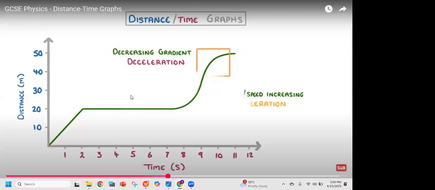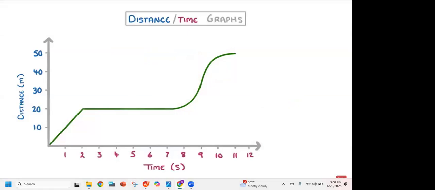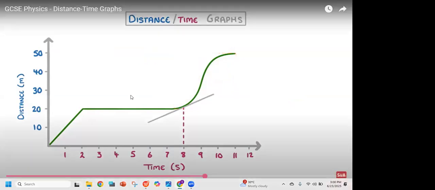Exactly. Now, one really important point is that while the speed is constantly changing, like it is in these last 2 stages, it's a bit trickier to find the speed at any particular point, because we can't just take a total of the entire period, like we did for the first stage. Instead, if we wanted to find the speed at 8 seconds, we'd have to draw a tangent to the curve at that point.